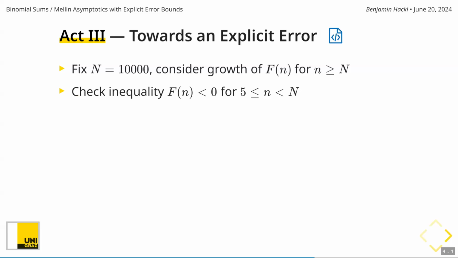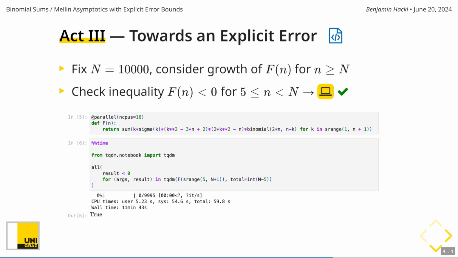Okay, so first step, we fix an arbitrary capital N, which is the bound for n from which the asymptotic expansion should hold. From that point, we want asymptotics to take over, and we check this inequality here, this f of n, the sum that you saw a few slides before. We check that this is less than 0 for n between 5 and capital N. We do this by the direct approach. Just let the computer do it, and in the end it says true, which, great.